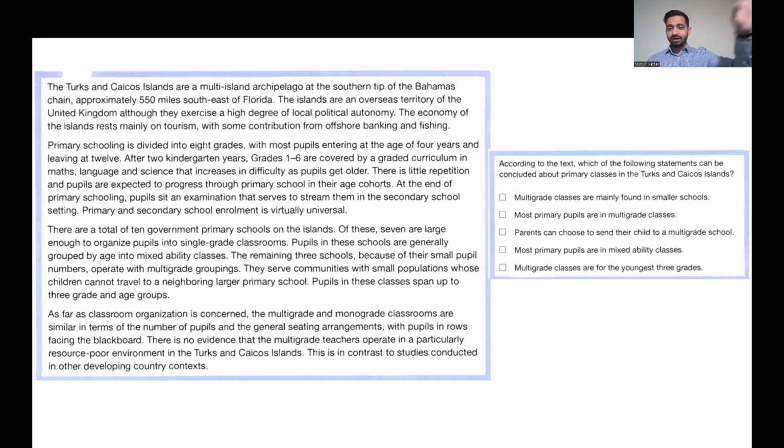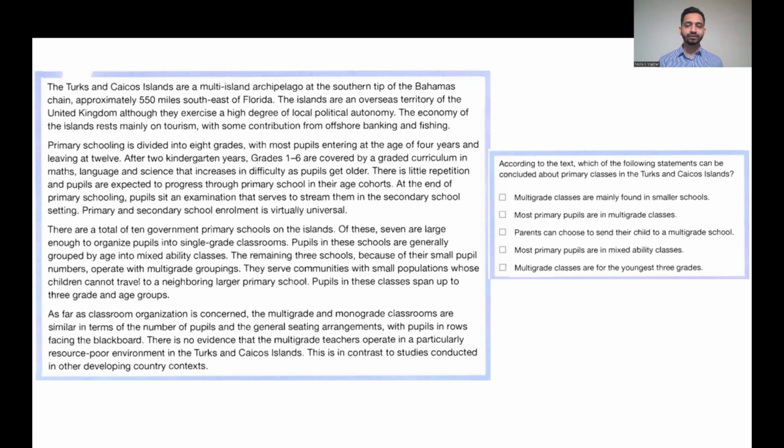Okay. So now I will read, and here we'll try to understand the main gist of it and see if this all makes sense. So we're going to read the article now. The Turks and Caicos Islands are a multi-island archipelago at the southern tip of the Bahamas chain, approximately 550 miles southeast of Florida. The islands are an overseas territory of the United Kingdom, although they exercise a high degree of local political autonomy. The economy of the islands rests mainly on tourism, with some contribution from offshore banking and fishing.